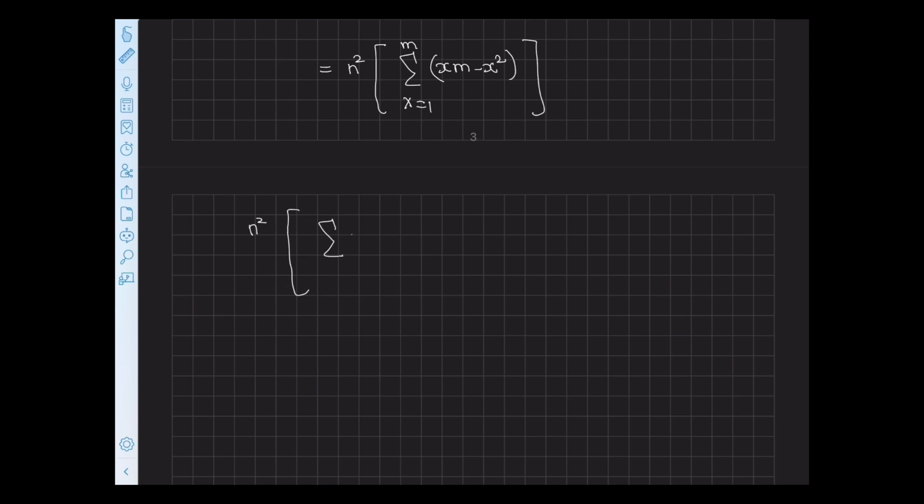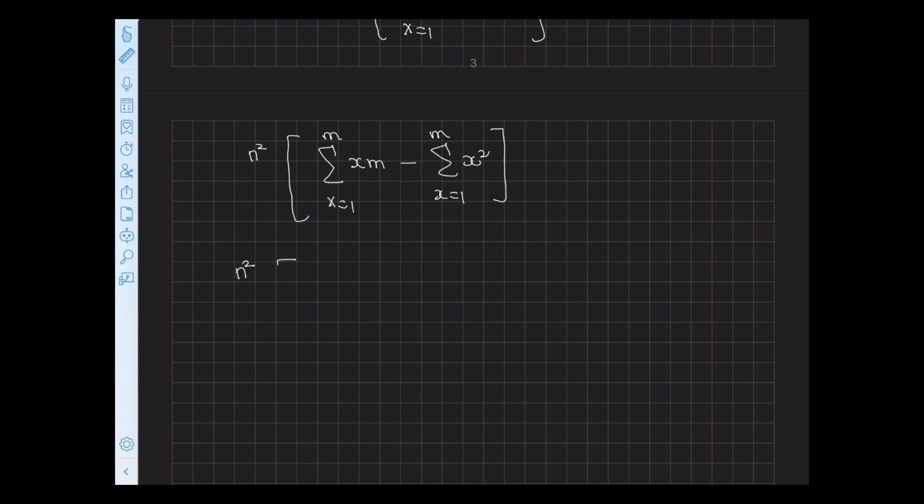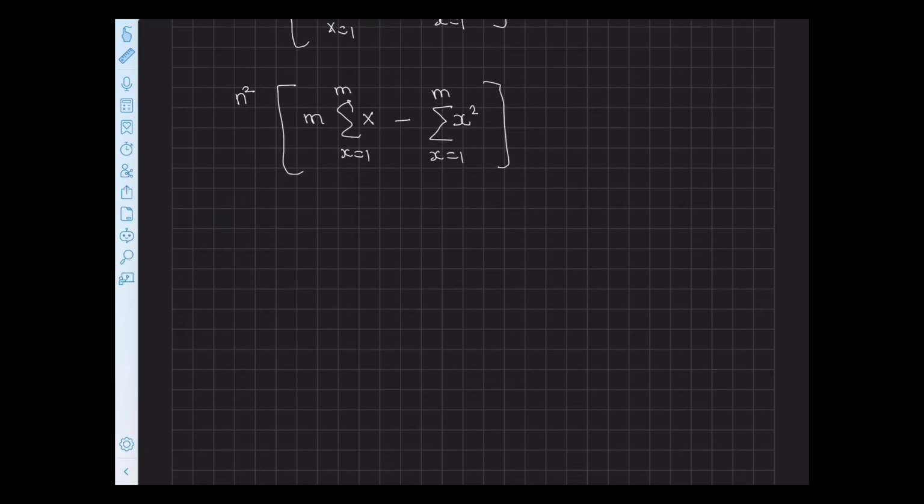I can separate the two, xm minus x squared, and the value of x goes from 1 to m. Now n squared multiplied with, since m is a constant, I can take it outside. Summation of x goes from 1 to m, minus the summation of x squared, x goes from 1 to m. Now we are here. We are familiar with these formulas. What is this summation? It is like summation from 1 to m. We already know it is m into m plus 1 over 2. So this now becomes m into m plus 1 over 2, right?